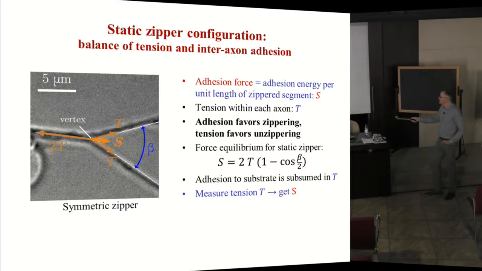There is the tension acting in this direction, and there are both of these acting in the same direction in the zippered segment where I have two axons. So if we had only this, these tension forces could never balance. It could never be static. Why it can become static is that you have the force arising from adhesion. This is marked here as S, and we define it precisely as the adhesion energy per unit length of the zippered segment of the axons. That energy per unit length gives you a force.